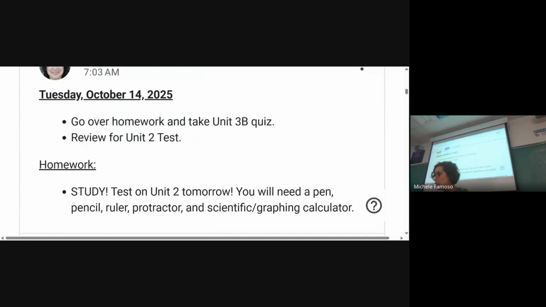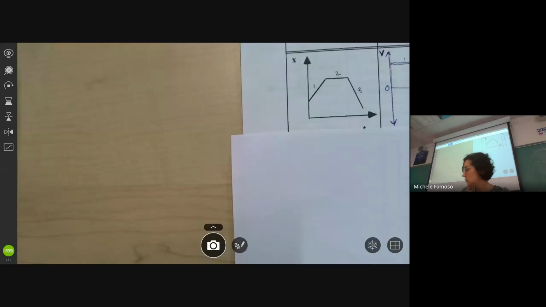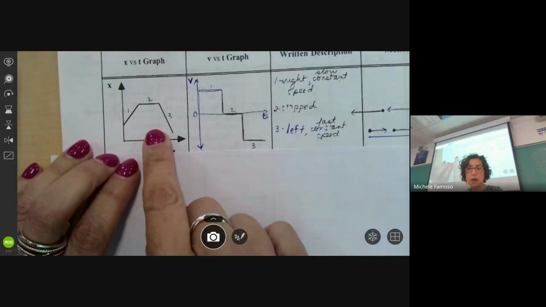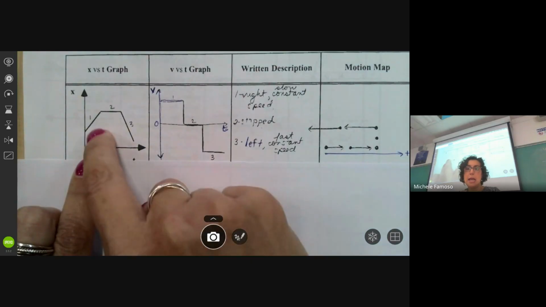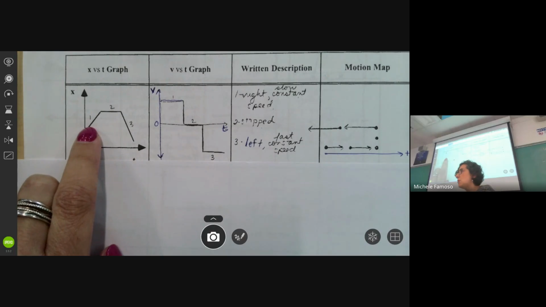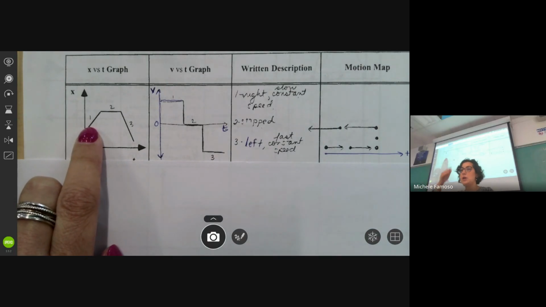Okie doke. Let's get started on that page 28. I'll go over everything, and as you have questions, just feel free to shout them out, and I'll try to help you out as we go. Okay, so this was the graph I gave you, and there are 3 segments to it. So what I do is I number them, so that way I'm consistent across the board.